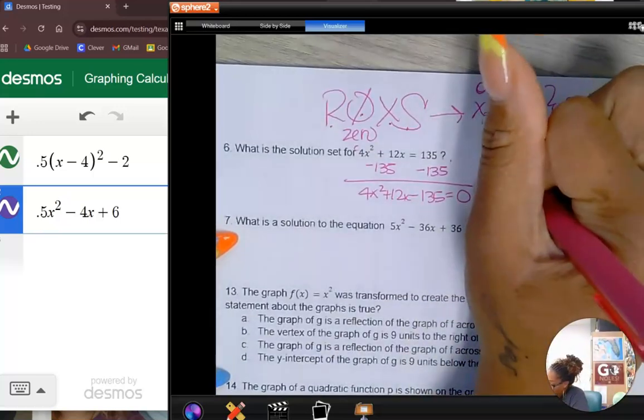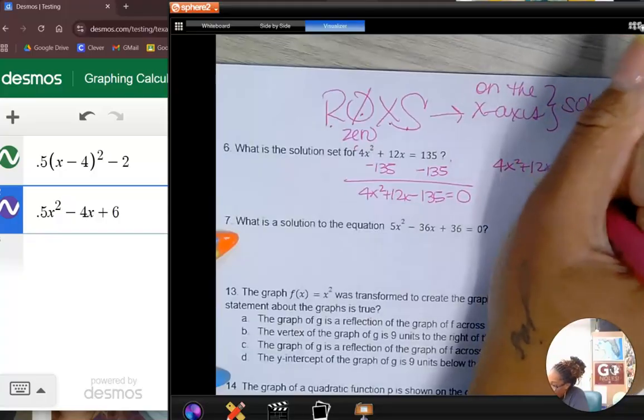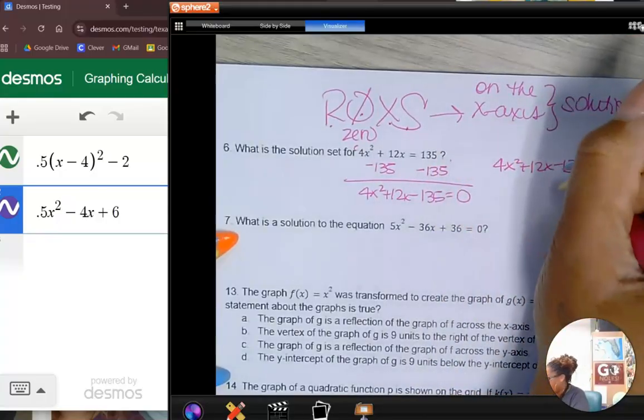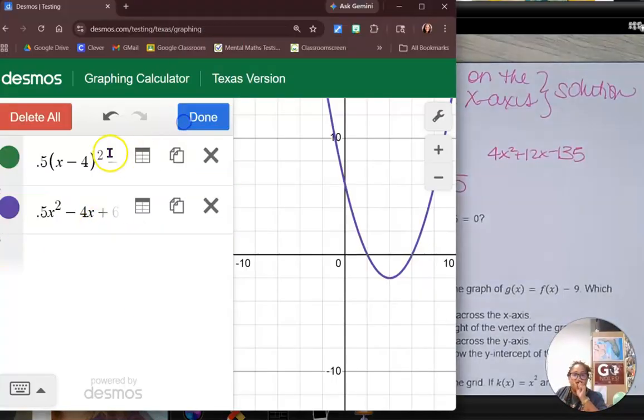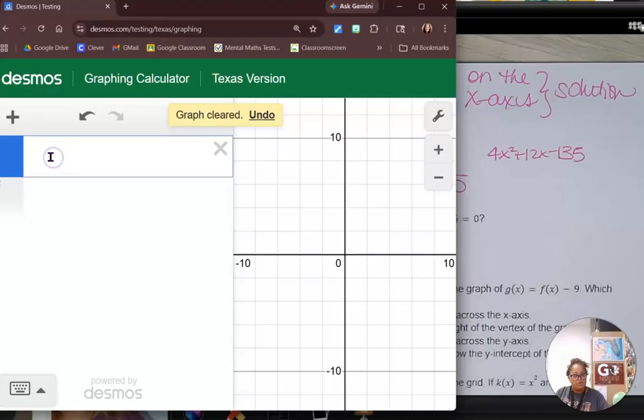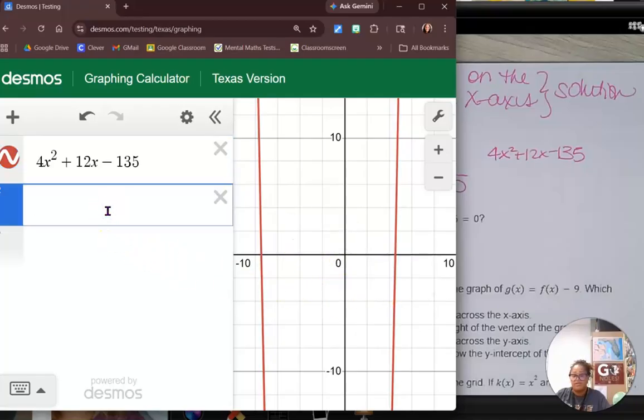Okay, then just type in 4x squared plus 12x minus 135 into Desmos. Do not type in that minus 0. Come over here, clear it out. 4x squared plus 12x minus 135. Now check to see, this is one zero and this is another zero. Negative 7.5 and 4.5.